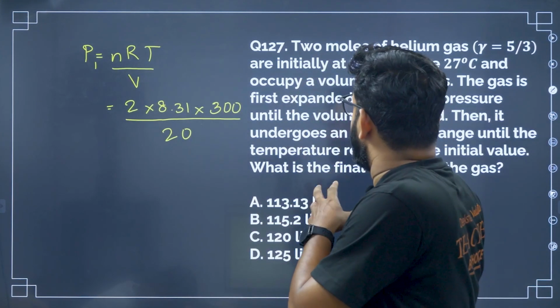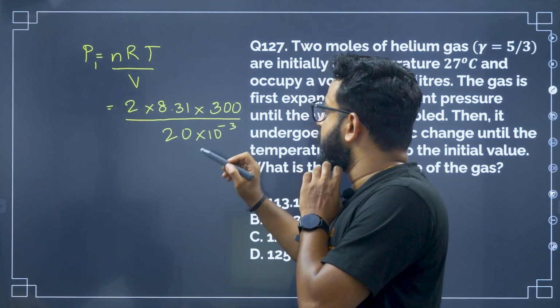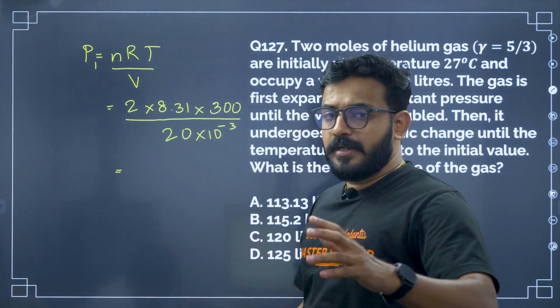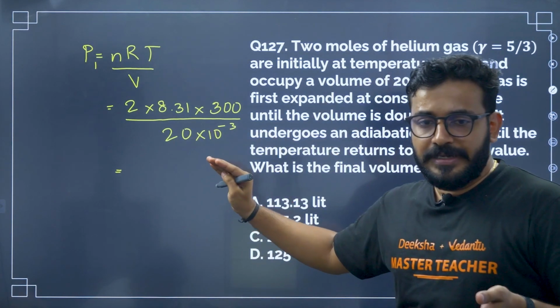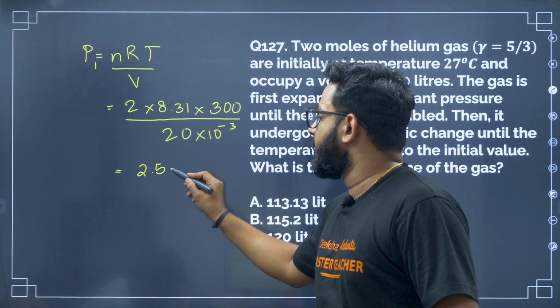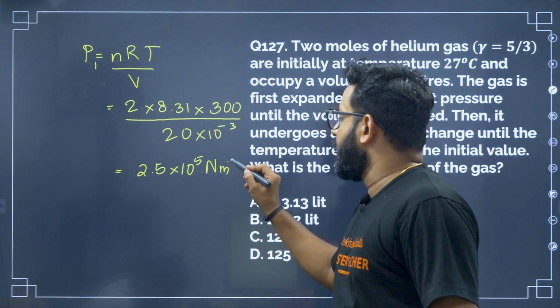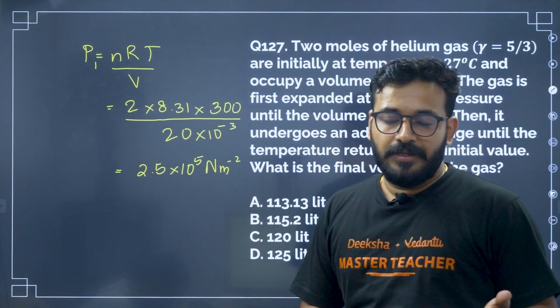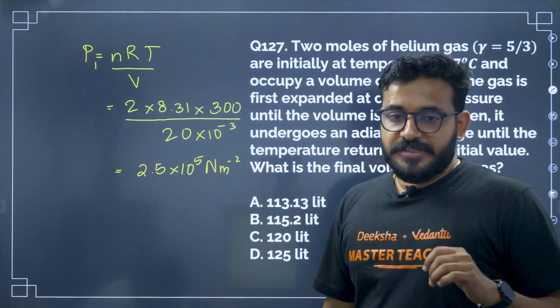When you convert 20 liters to meter cube, the SI unit, it is 20 into 10 to the power minus 3. You can do the calculation. Ultimately, the value will come around 2.5 into 10 to the power 5 Newton per meter square, that is Pascal. You can maintain the SI unit as Newton per meter square or Pascal. Fine. Now you have got the pressure.